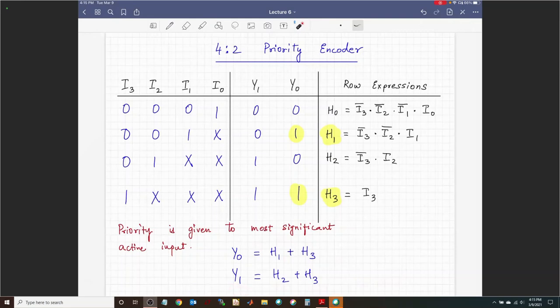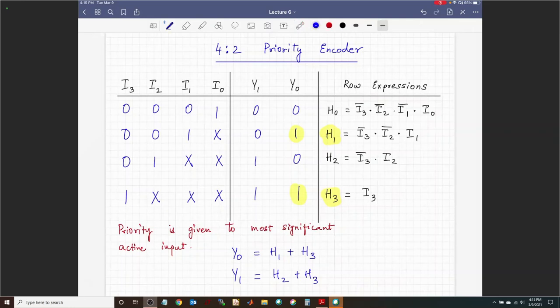Instead of inputs, now we have row expressions. Instead of I's, you have H. That's it. That's the only difference. But those H's are where that priority is being implemented.